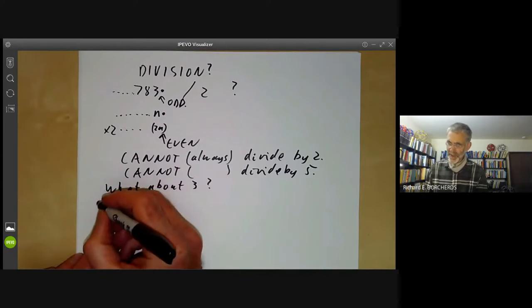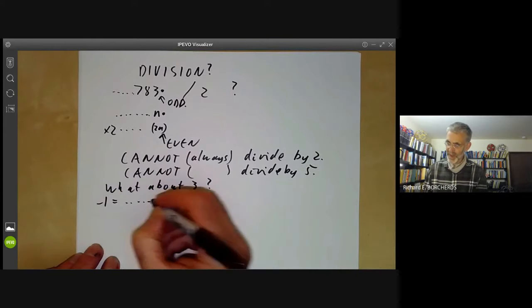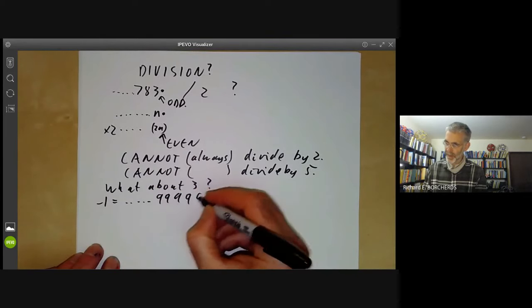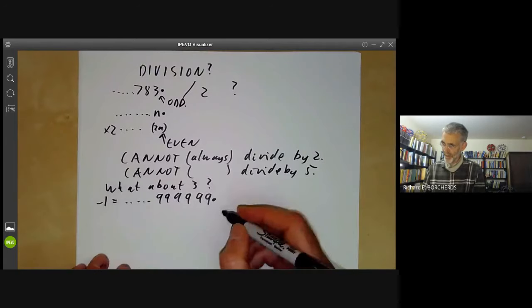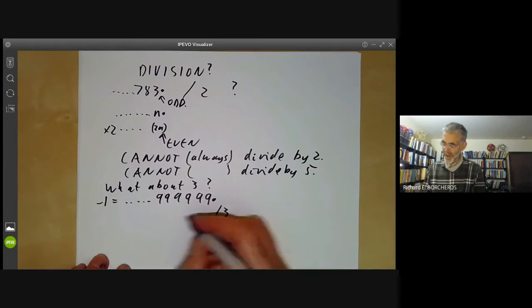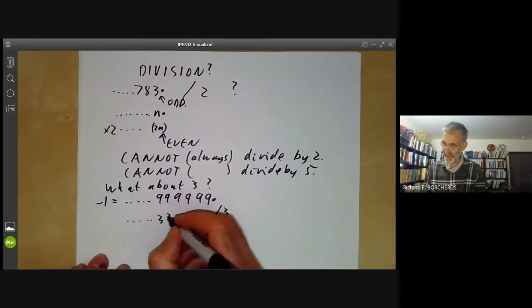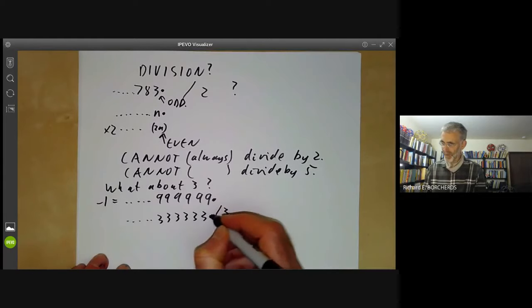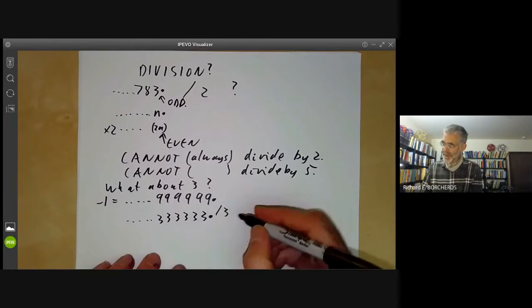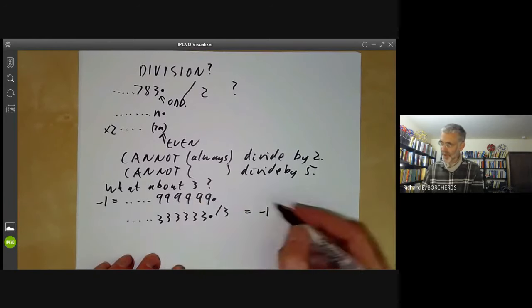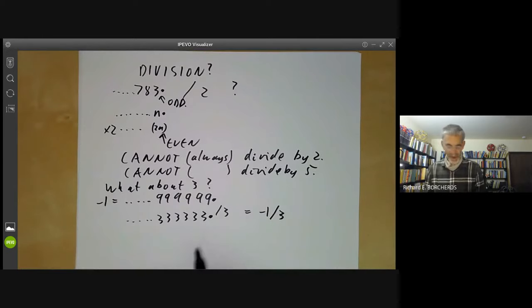Well, let's take a look at the number minus 1, which was ...99999. Can we divide this by 3? Well, it's pretty obvious how to divide it by 3. If we divide it by 3, we get a whole string of 3s, because we can just divide each digit 9 by 3. So minus 1 divided by 3 is this number. So can we find 1 over 3? Well, all we have to do is take minus this.